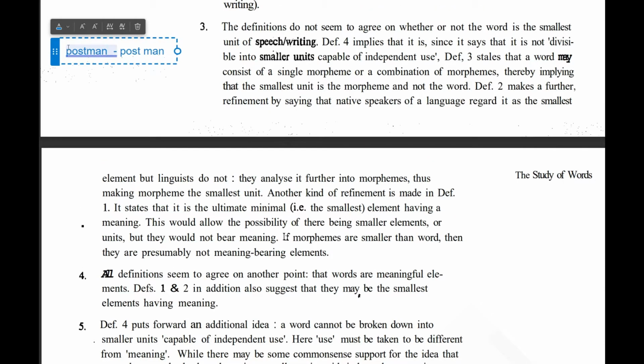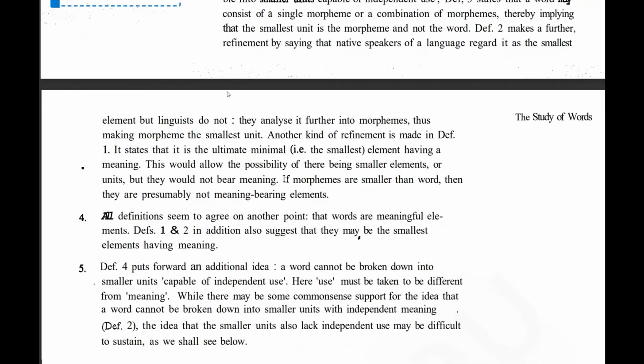So they are kind of contradicting that, but what if I separate them? Is it still a word? So can two words combined be a word? Okay, so this is the contradiction that we are talking about.